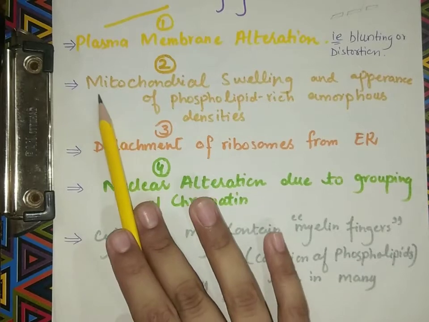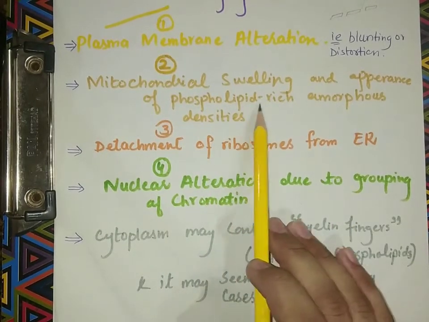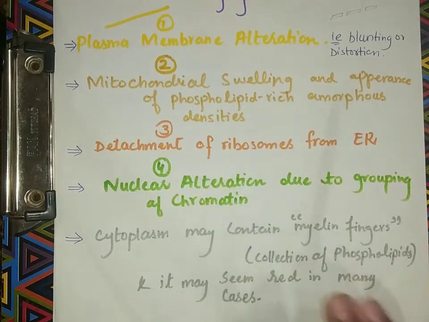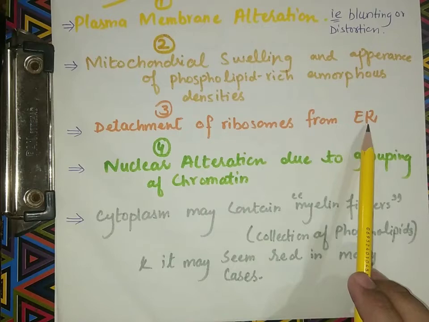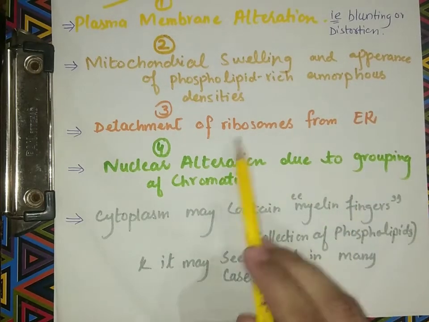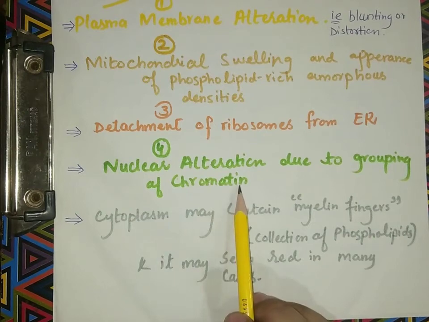Second, mitochondrial swelling and appearance of phospholipid-rich amorphous densities. Detachment of the ribosome from the endoplasmic reticulum. Nuclear alteration due to the clumping of the chromatin.